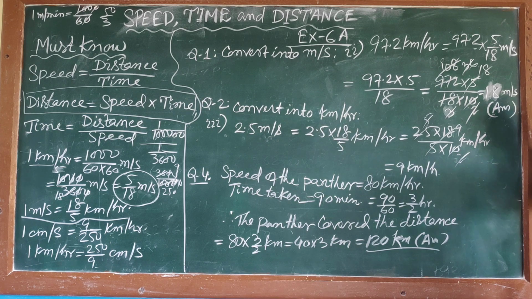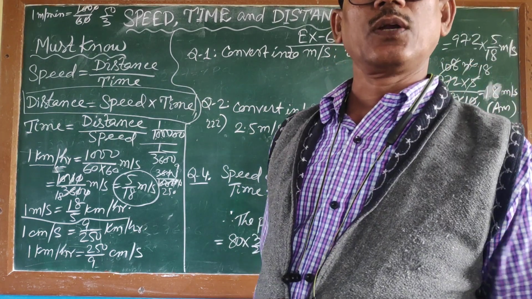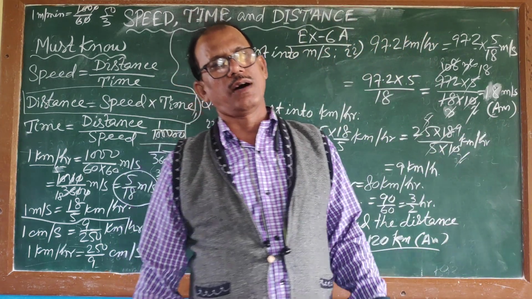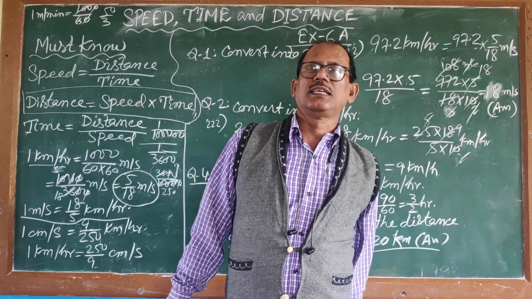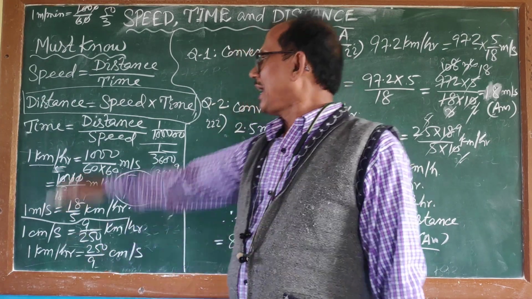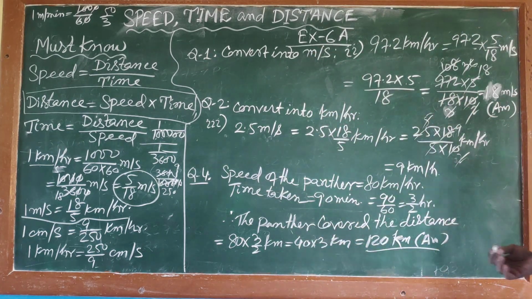I hope you have understood the conversion. You need to remember 1 meter per second is equal to 18 by 5 kilometer per hour. Conversely, 1 kilometer per hour is equal to 5 by 18 meter per second, and other conversions also you should know.